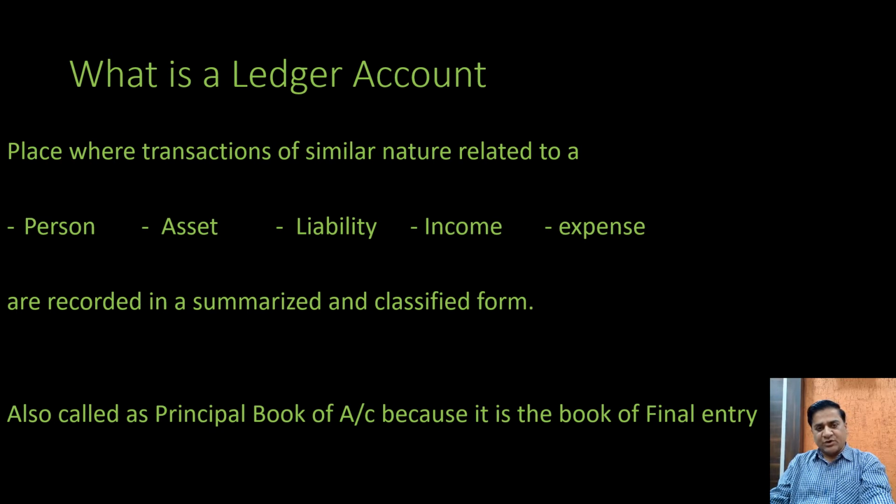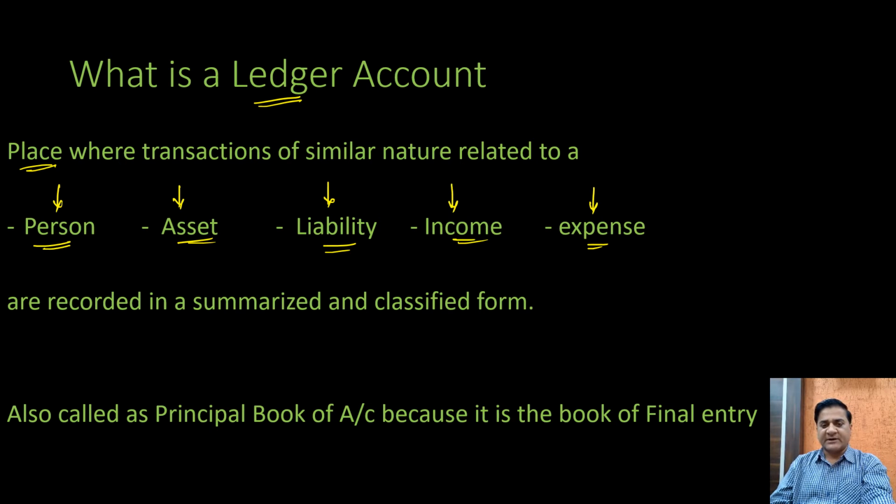Now the question comes as to what a ledger account is. The ledger account is a place where the transactions of similar nature, which are related either to a person or an asset or a liability or an income or expense, is recorded in a summarized and classified form. Now what does that mean? We have seen in our earlier lectures that the whole world of accounting can be divided into these five classes. This would be either the accounts related to persons, assets, liabilities, income or expense. In other words, whatever the transactions are can be classified into these five parts.